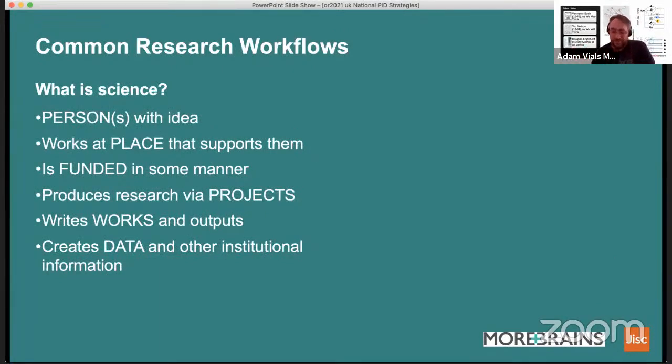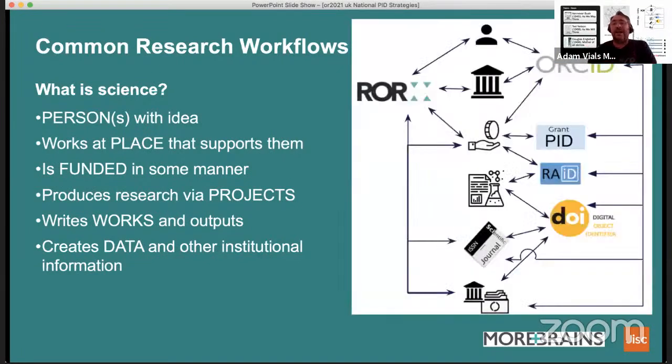So, what is science? Well, this might be slightly leading, but I always say it's a person, they work at a place, they're funded, they do projects, and they have outputs and data. That might be slightly leading because I have a diagram which has all of these priority PIDs that we've identified, which identify those things.